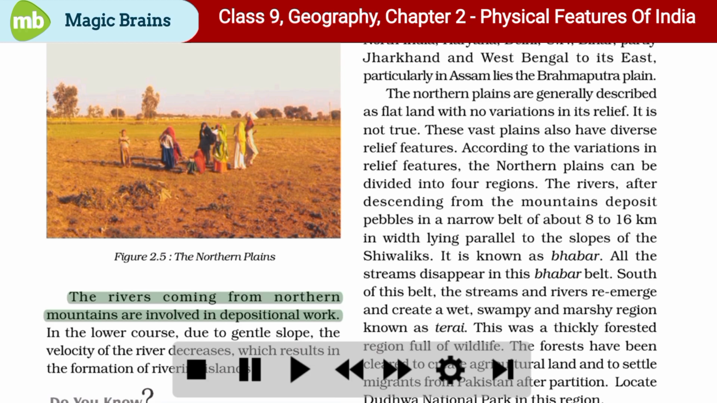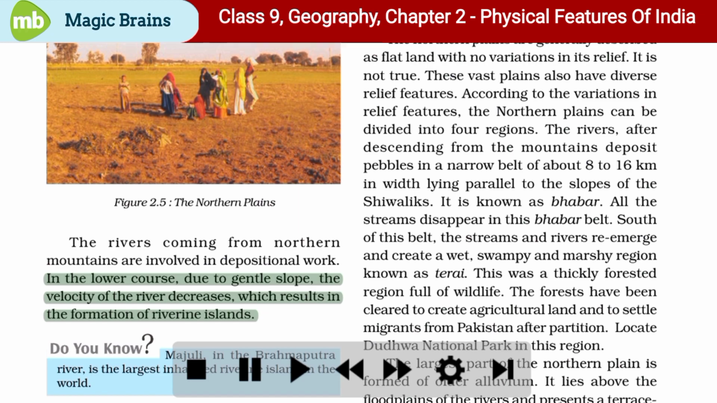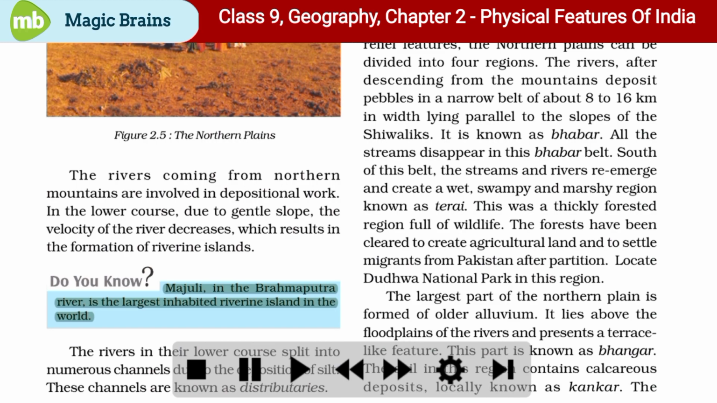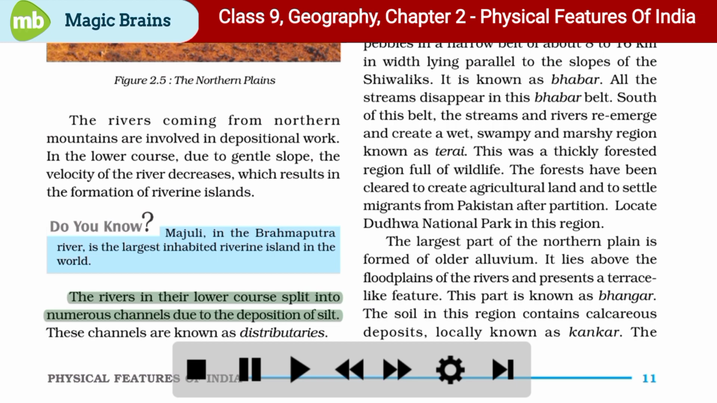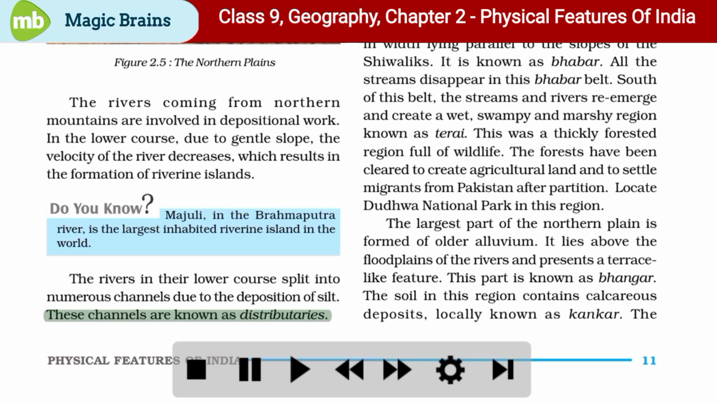The rivers coming from northern mountains are involved in depositional work. In the lower course, due to gentle slope, the velocity of the river decreases, which results in the formation of riverine islands. Do you know? Majuli in the Brahmaputra river is the largest inhabited riverine island in the world. The rivers in their lower course split into numerous channels due to the deposition of silt. These channels are known as distributaries.